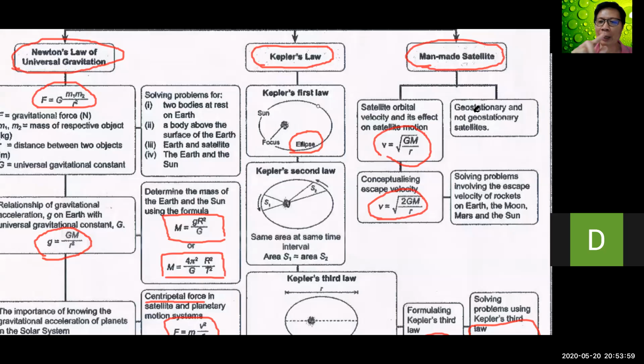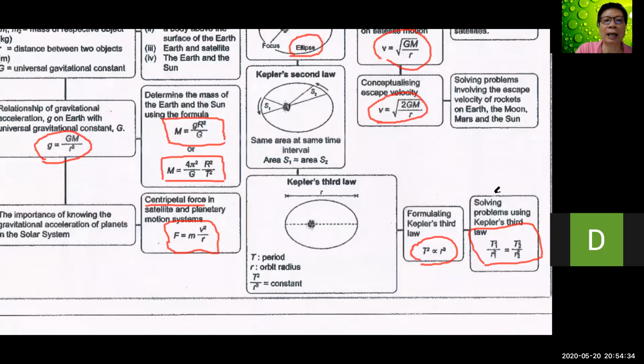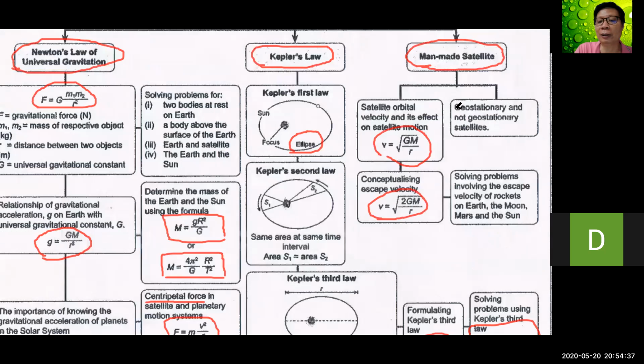24 hours it will make one round. So this geostationary satellite is a satellite that orbits the Earth with the same speed as our Earth. That is called geostationary, whereas other than geostationary is non-geostationary satellite. Last, when you know this formula, solving problems involving the escape velocity of a rocket, from the Earth to go to the moon, to Mars, or to the sun. This is roughly what you have learned in chapter 3. So now we go back to the question.